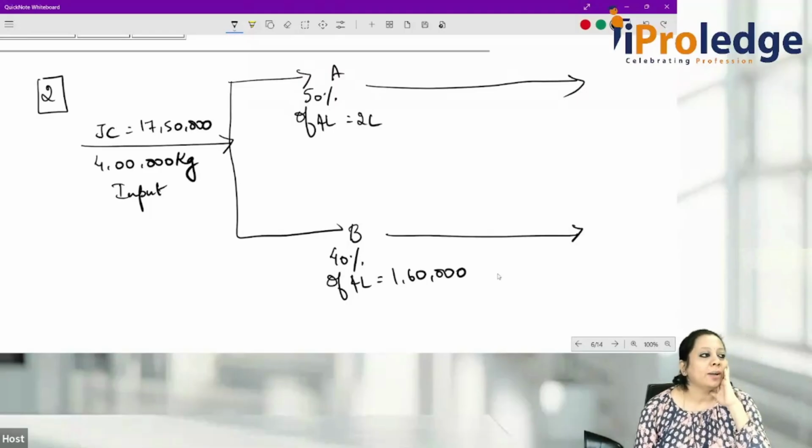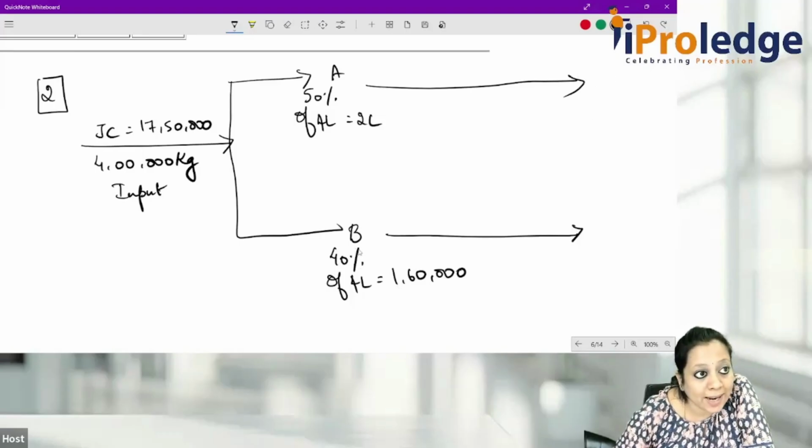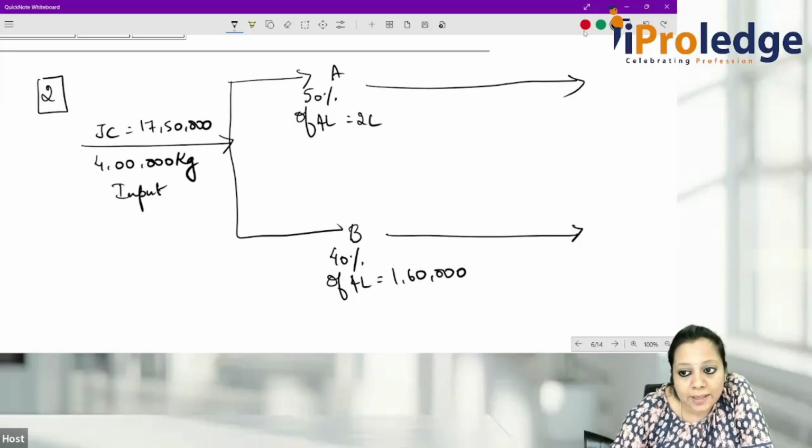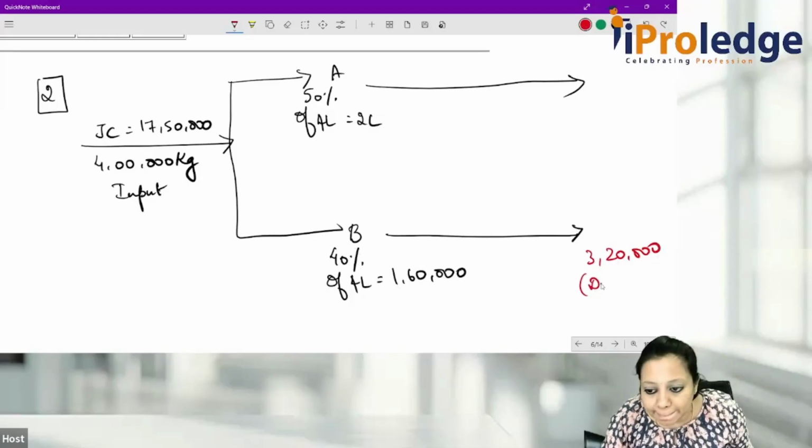Yes, everyone. What about normal loss? It is 10%. It's not coming in this itself. Separate 10 percentage. So one more thing that we have to understand here is that this B is not having any loss and it is doubling its output. That means will the output be 3,20,000? That's all. Double.